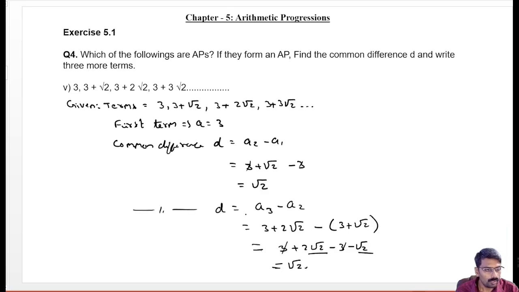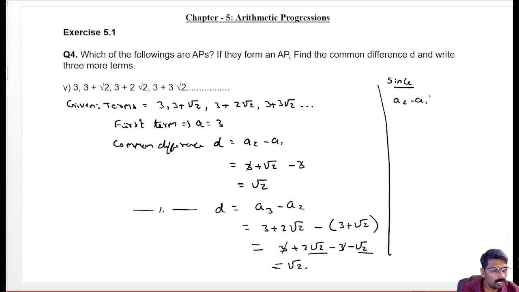So the common differences are the same here. So we can write a statement: since A2 minus A1 is equal to A3 minus A2, this forms an AP. We need to find the next three terms.